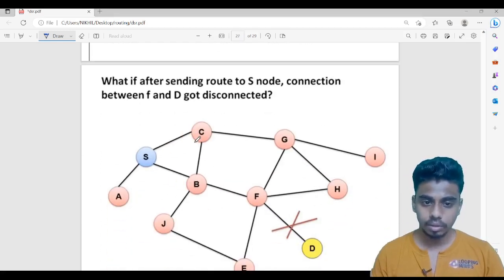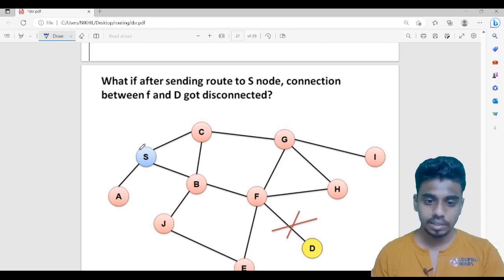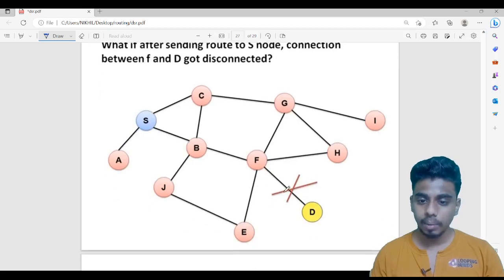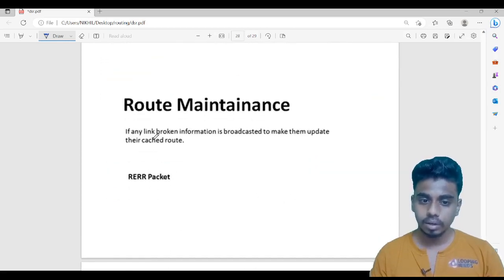And one more thing, let us take one more problem that may occur in this protocol. Suppose in future, if this link is broken, then what will happen? Because if this link is broken and if S still believes that this route is good and if it sends the data packet, then these packets will be lost, right? So what happens if this link is broken? If link is broken, route maintenance phase comes in.